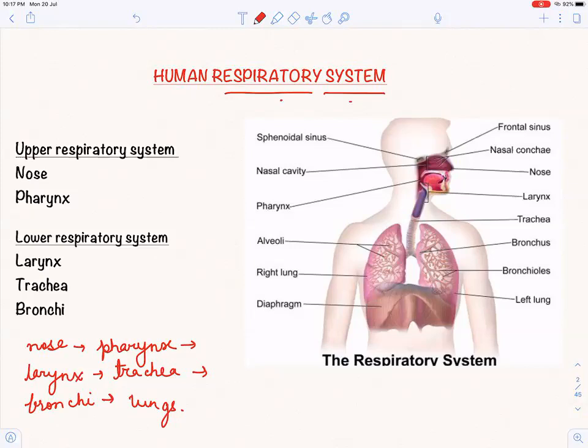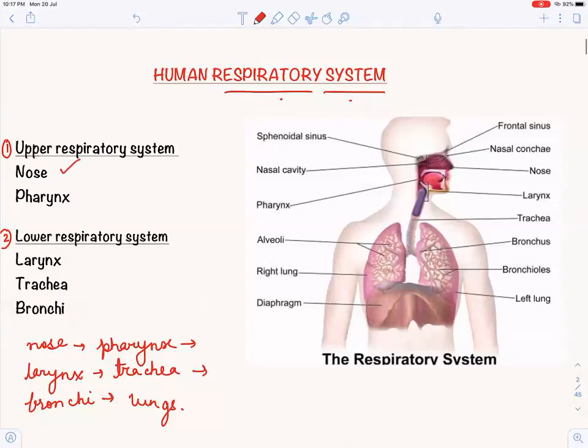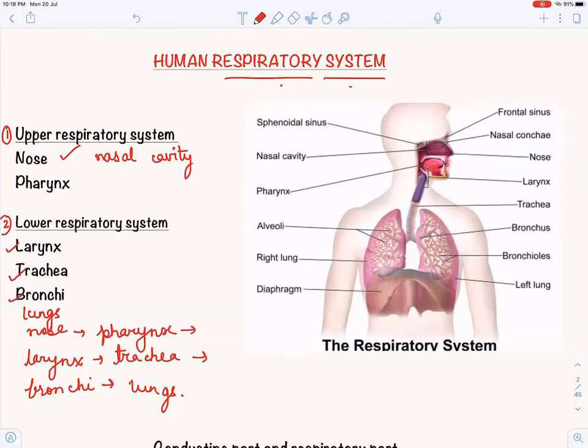So we can divide the respiratory system into two parts: the upper respiratory system and the lower respiratory system. The upper respiratory system includes the nose, you can also say nasal cavity, and the pharynx, and the lower respiratory system includes the larynx, the trachea, the bronchi, and the lungs. So basically, we can see here, this is the nose, this is the pharynx, then larynx, trachea, bronchi, and lungs, right?